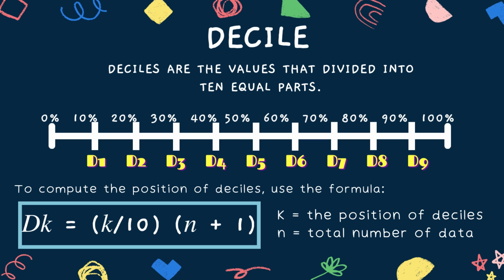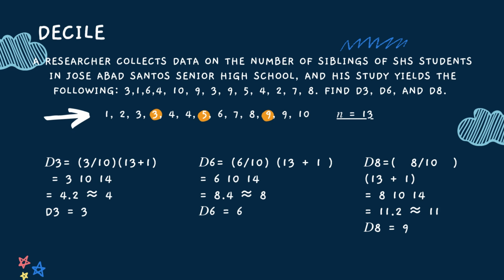So how do we compute this? To compute the position of deciles, we will be using this formula: Dk is equal to k over 10 multiplied by the value of n plus 1. So this is the formula. If you're confused, what is k? The k is the position of the decile, and n is the total number of data, just like earlier.